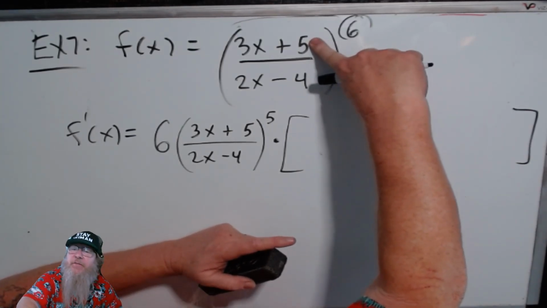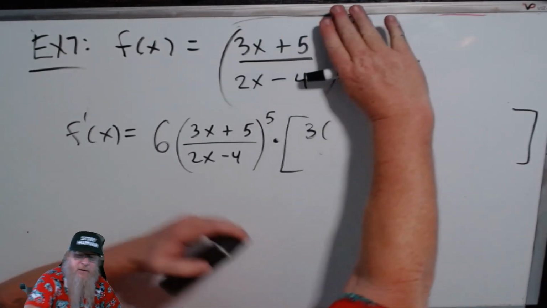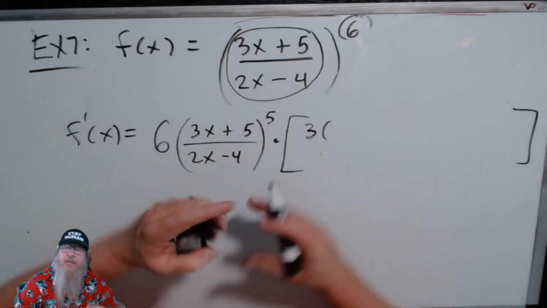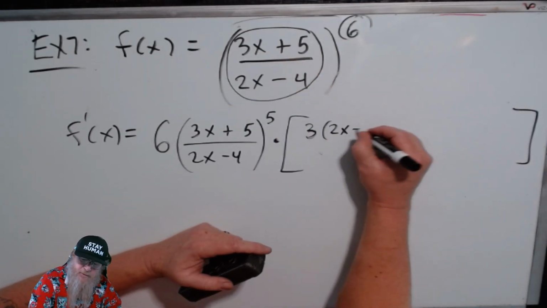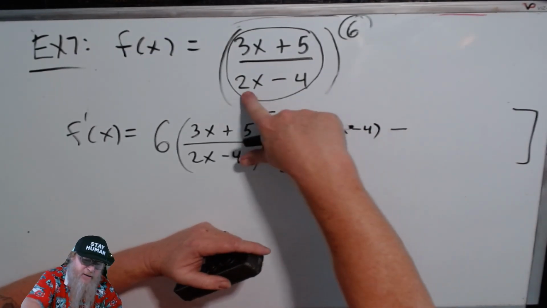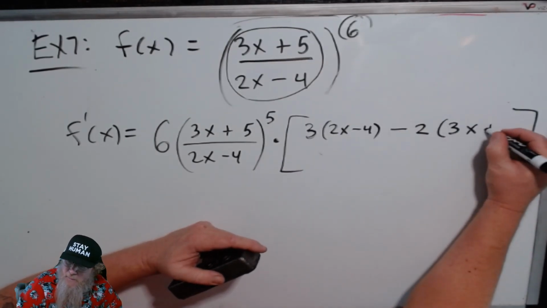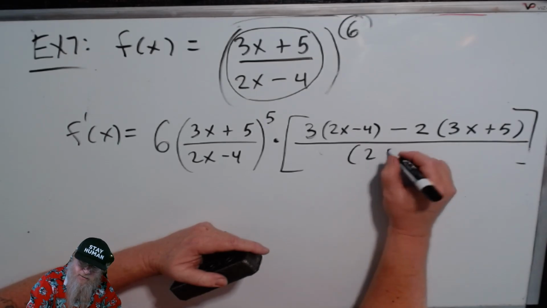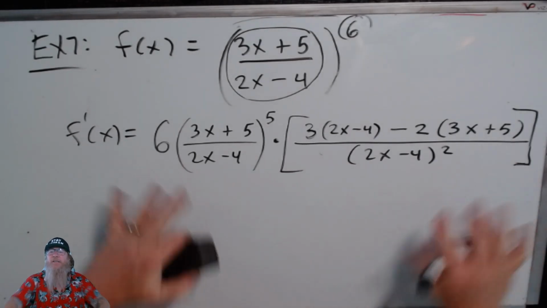You take the derivative of the top, which is going to be 3. Yeah, because that's linear. We're not looking at the exponent. We're just looking at this thing here, 3x plus 5 over 2x minus 4. So derivative of the top is 3 times the bottom, 2x minus 4, minus the derivative of the bottom, which is 2, times the top, 3x plus 5, all over the bottom squared. So this is your unsimplified answer.